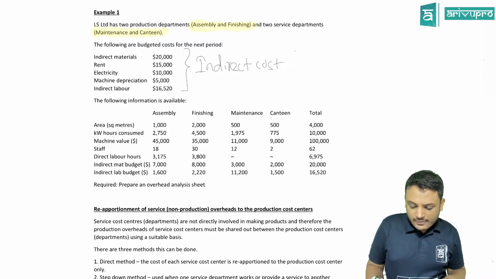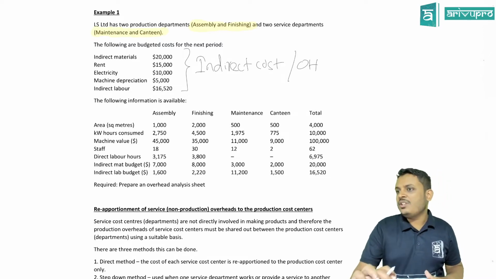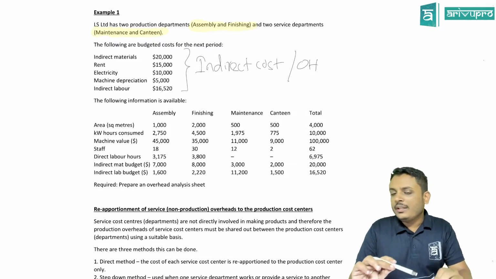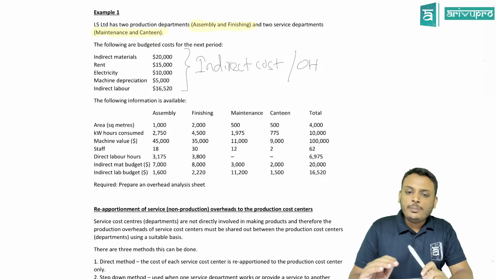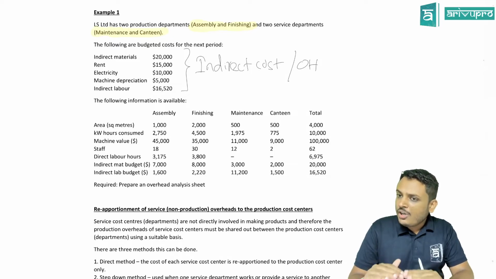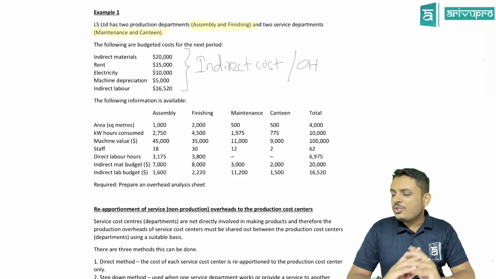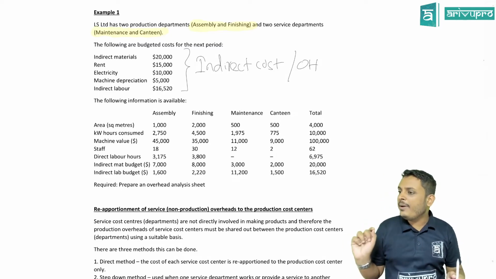Or else I can say what? Overhead cost, which is not directly identifiable from the final output. Therefore, I need to apply the absorption method to find out the unit cost. Is it clear? So what is the first step?